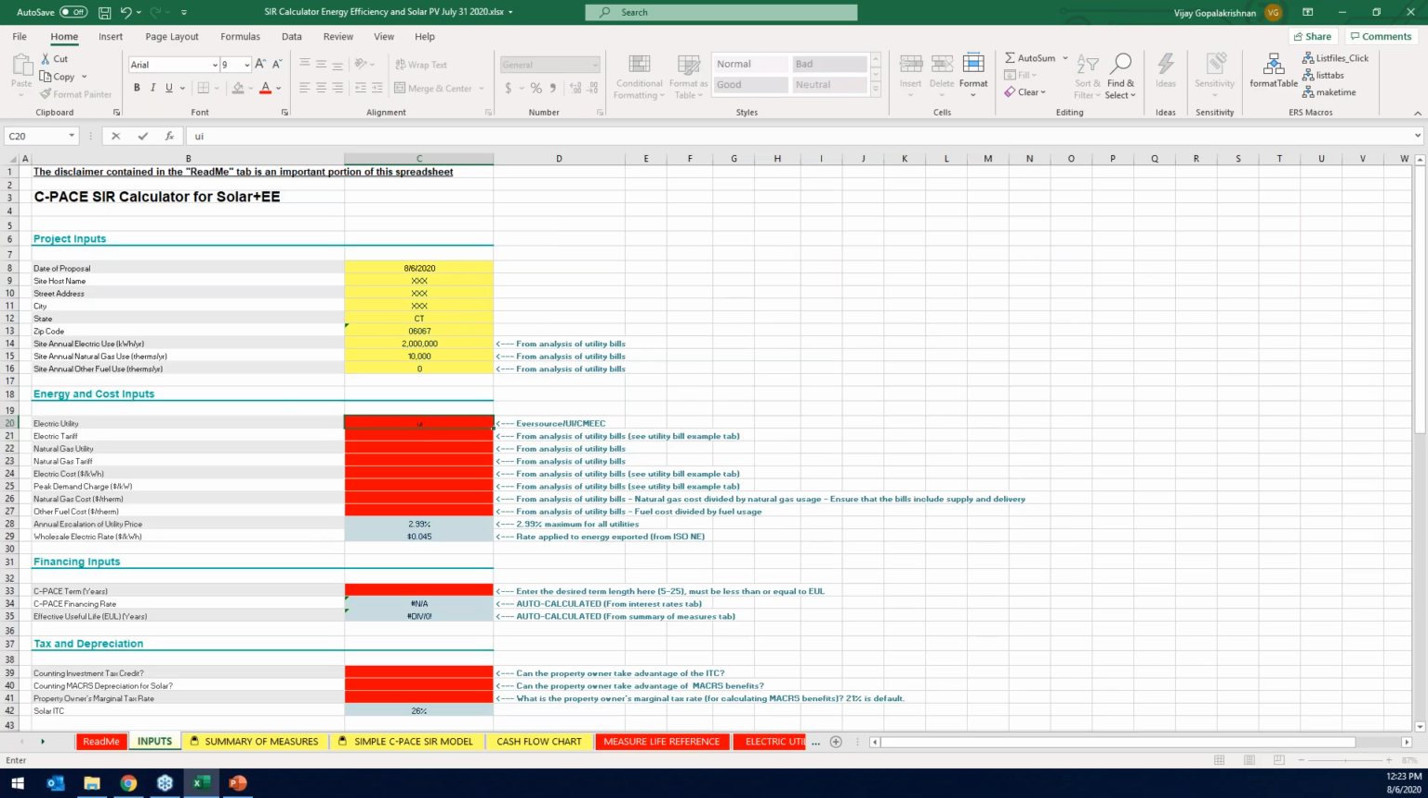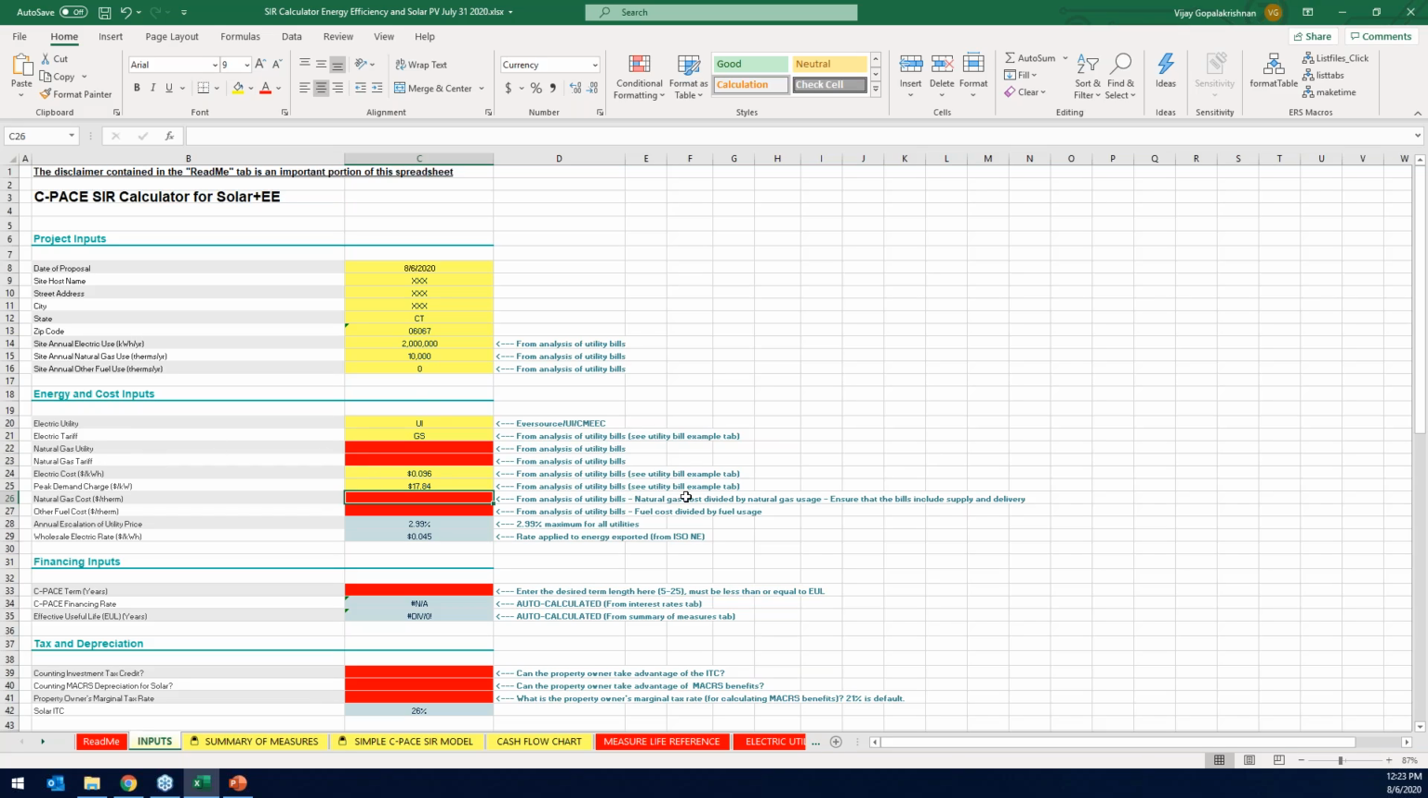So the electric utility is UI. The tariff is general service. And then we go to the electric cost, which is 0.096. That's 9.6 cents a kilowatt hour. And the peak demand is $17.84 a kW. Next, we go to the natural gas utility.